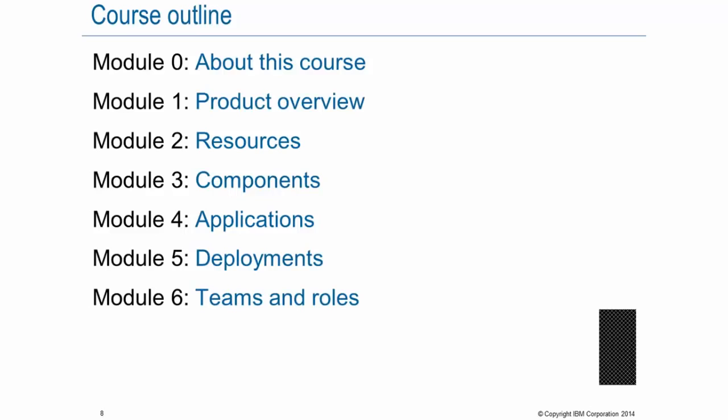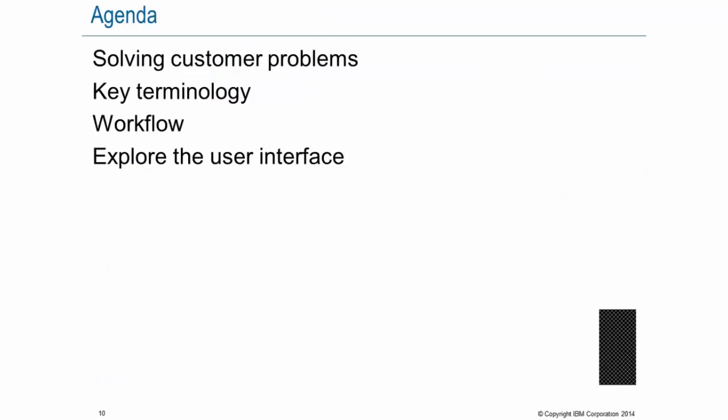So in this product overview in Module 1, what we want to cover is: what are the problems being solved, the problems that customers have, the typical challenges they have for deployments, and then introduce Urbancode Deploy and talk about its key terminology. We'll talk about the workflow, and we'll explore the user interface.